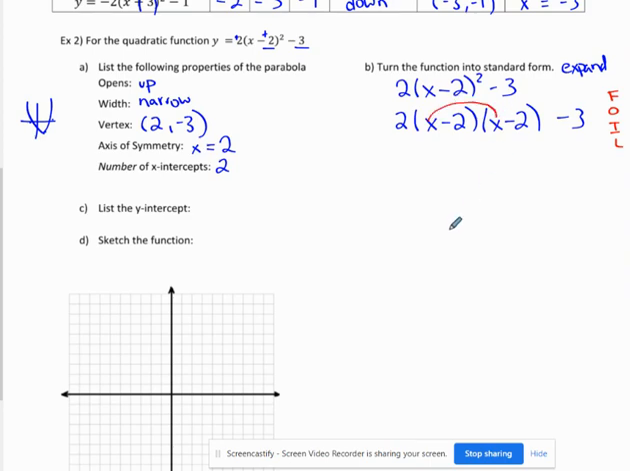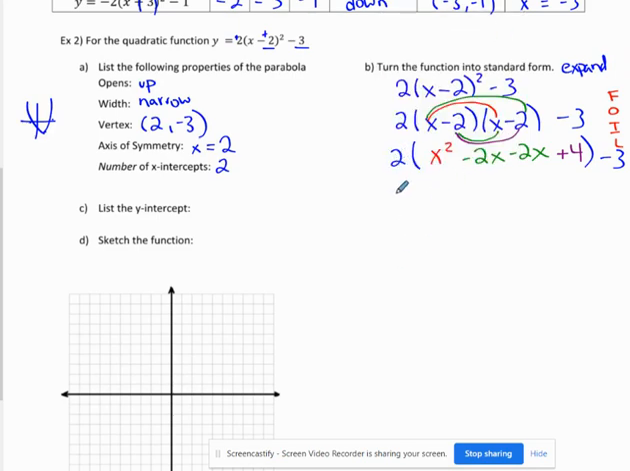So first, outside, inside, last. So the first terms are x times x. So I get x squared. The outside terms are this x and this -2, so the terms on the outside. So x times -2 is -2x. Then the inside terms is this -2 times x, so the terms on the inside. So the last terms are -2 times -2, so last terms of each is +4. Okay. So we have 2 times this minus 3, just carrying down those other things there.